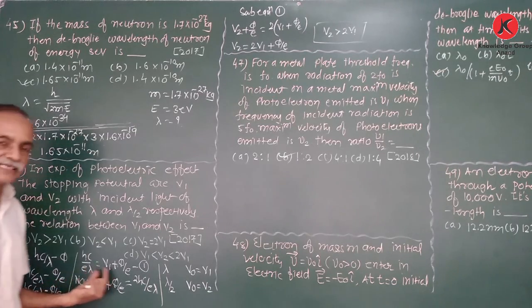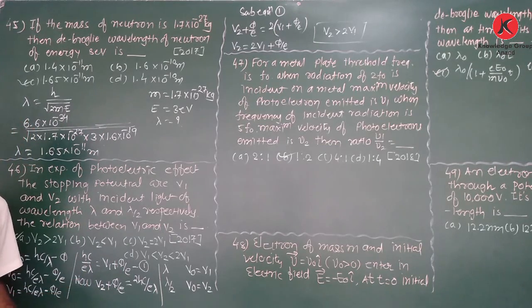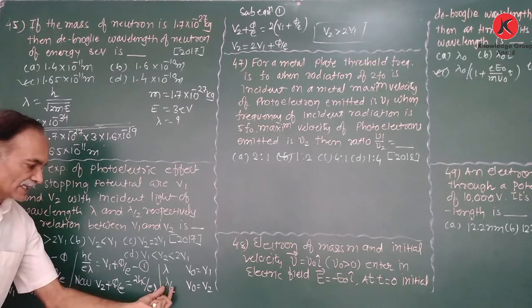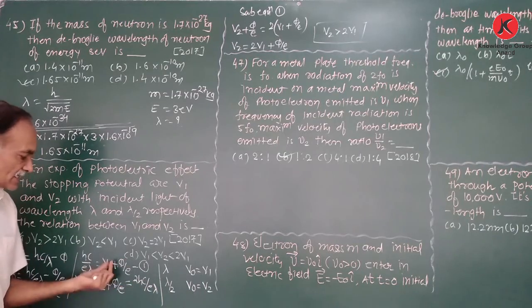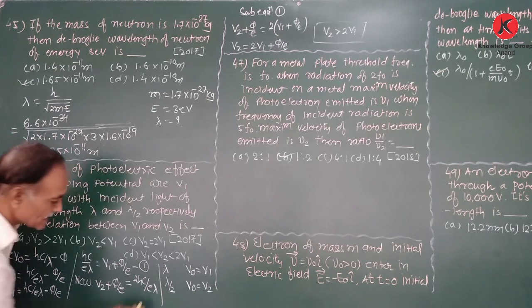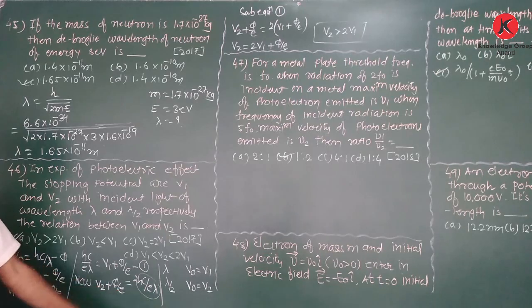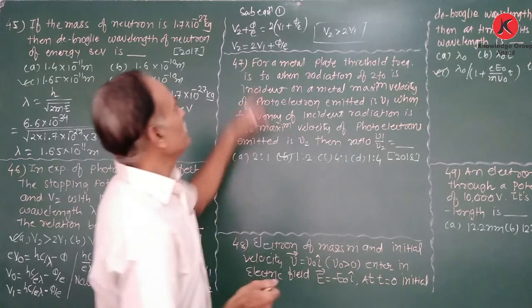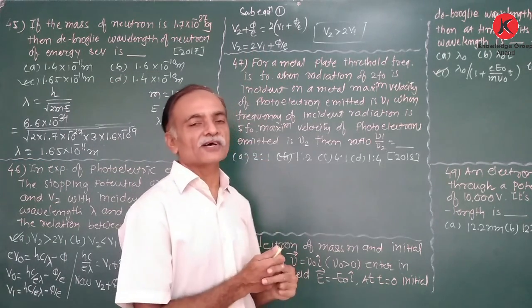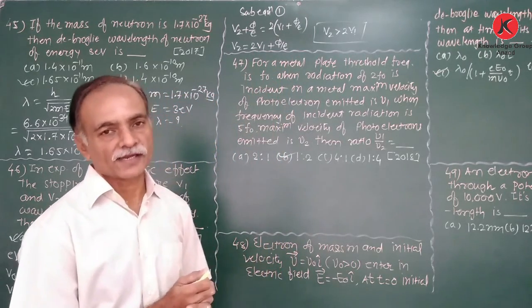From this equation, Hc upon E lambda is equal to V1 plus phi upon E. Now, in the second case, wavelength is lambda by 2 and potential is V2. Therefore, V2 plus phi upon E is equal to 2Hc upon E lambda. Here we substitute the value of Hc upon lambda from equation 1. So we obtain this relation: V2 is equal to 2V1 plus phi upon E. That means V2 is greater than 2V1.